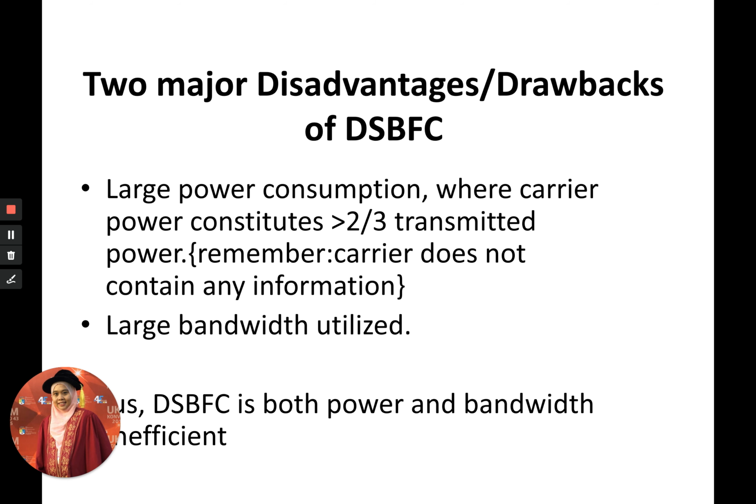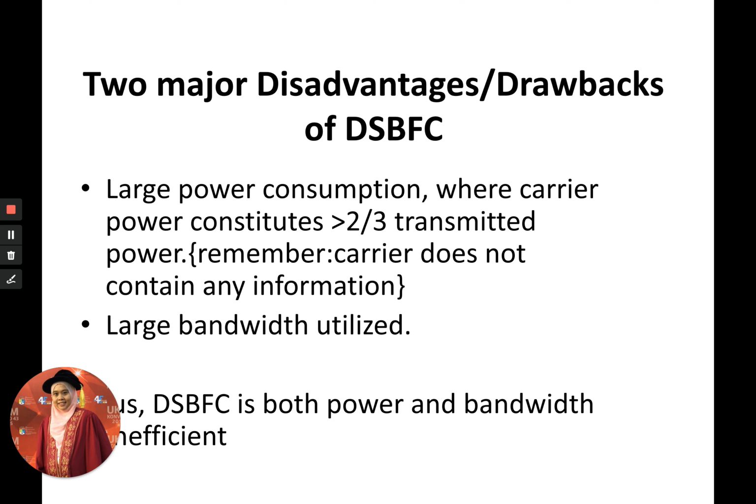Okay, what are the problems that double sideband has that would be an advantage for the single sideband? For double sideband, as you know, or maybe later on when you calculate the total power of a double sideband, it actually uses much more power compared to the single sideband. And if you read here, the power of the carrier basically has two-thirds of the total power. And of course, a large bandwidth is utilized.